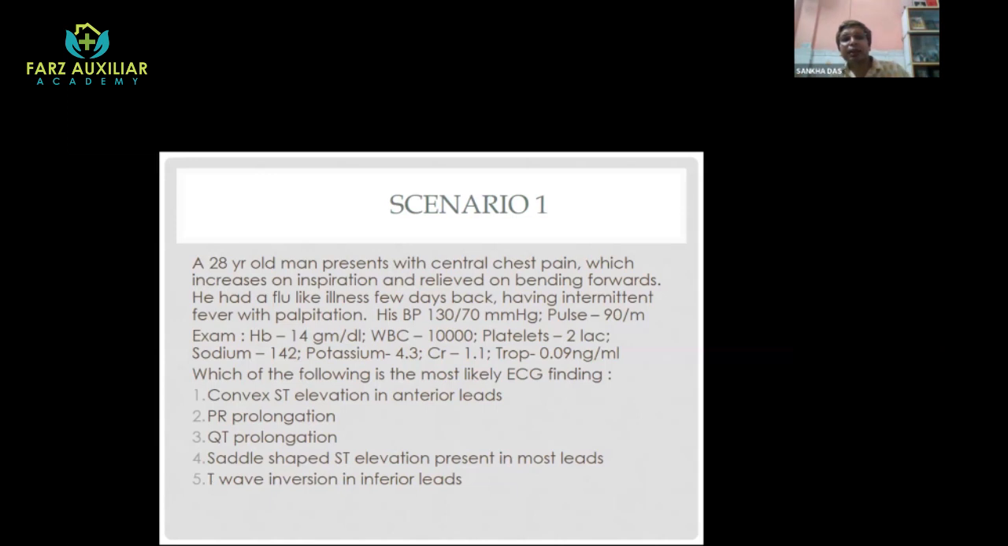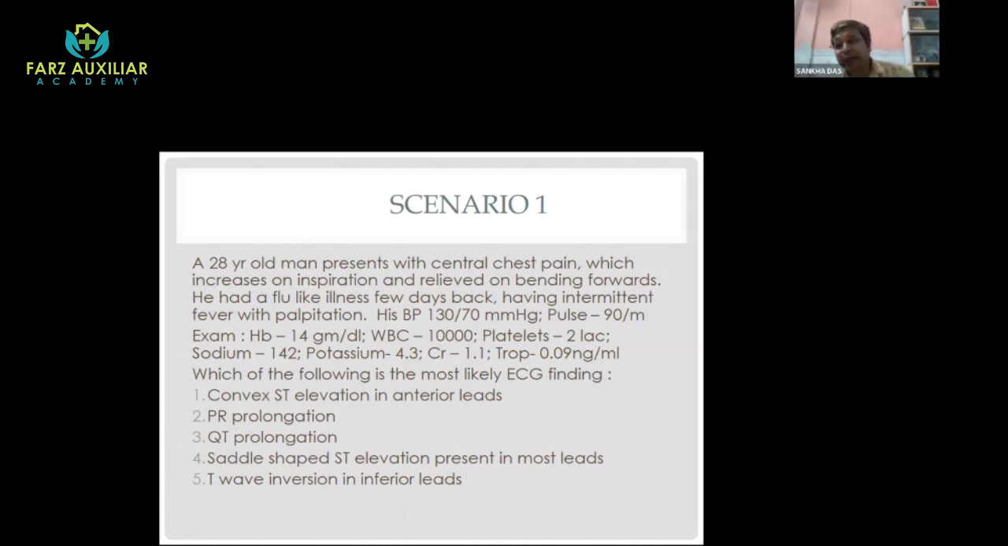So you get ST elevation in most of the leads, except you get ST depression. Do you know in which lead showed ST depression? AVR. The only lead that shows ST depression is AVR. And also there is a PR segment depression in pericarditis. That is also a feature of pericarditis. PR segment depression.